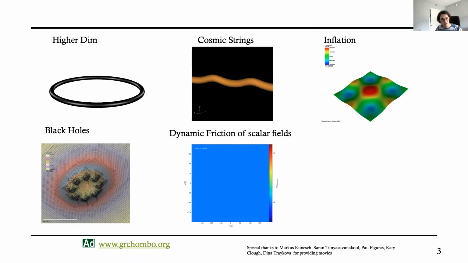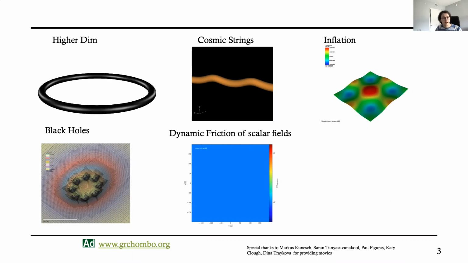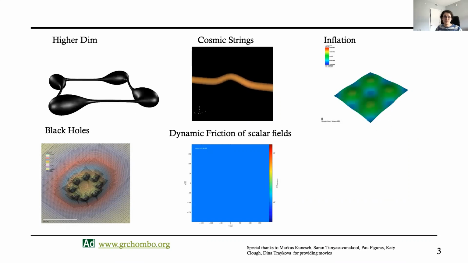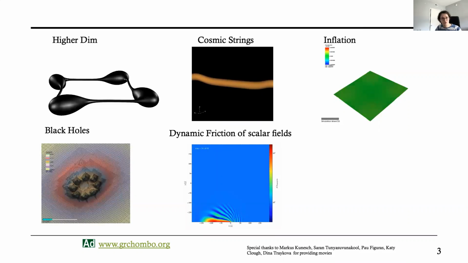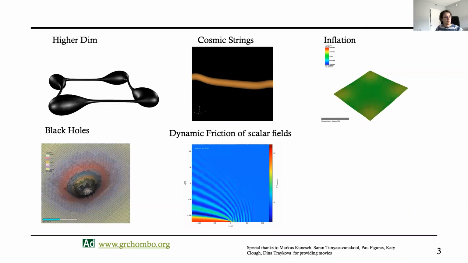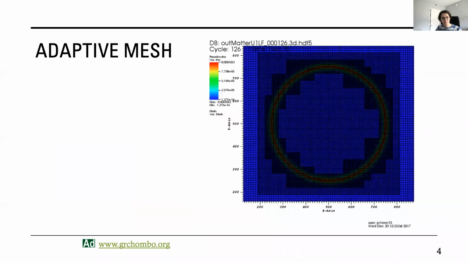For example, some of our collaborators, who very kindly provided me these videos, worked on high dimensional black holes. We worked on cosmic strings too, and on inflation. We also do black holes, of course. And recently we worked on dynamic friction in a scalar field background. So again, it's for problems that are on the exotic side of numerical relativity.